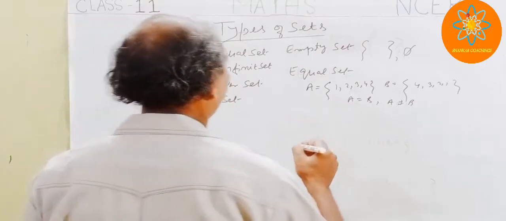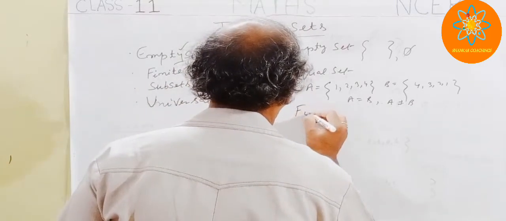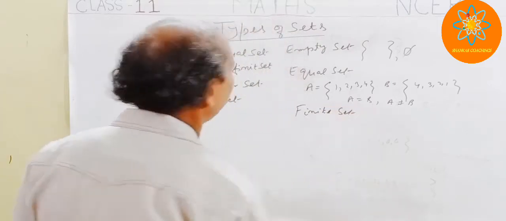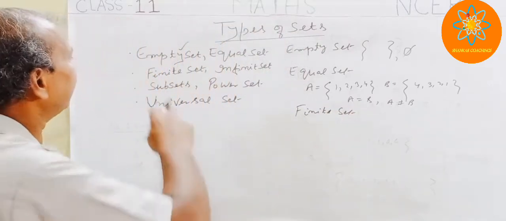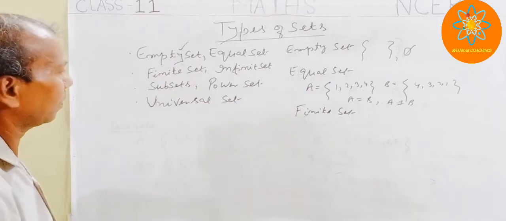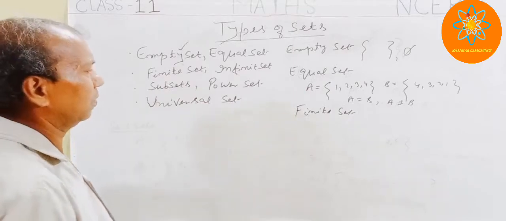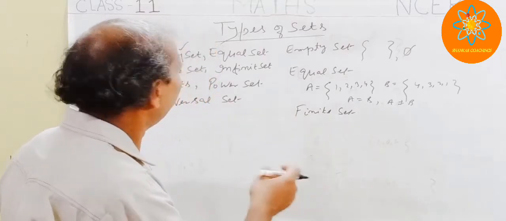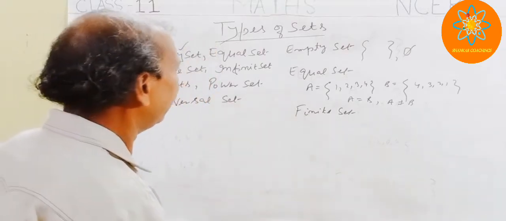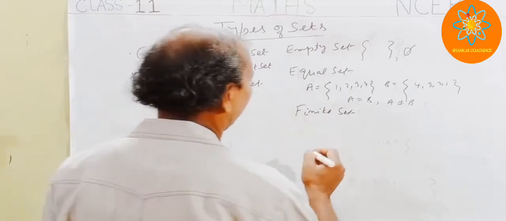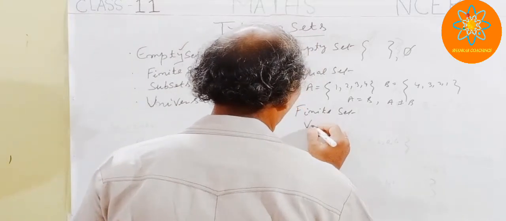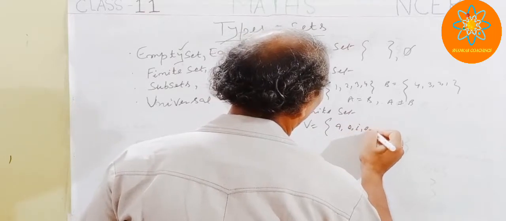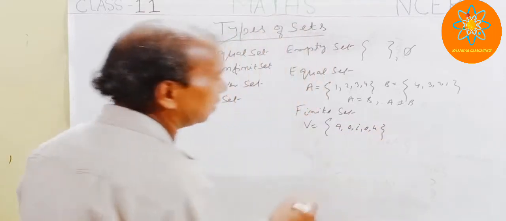Then come to the finite set. Finite set means what? Finite set means if the set is empty, or you can count the members, meaning a definite number of members is there, then that is the finite set. For example, let's suppose I am writing vowels A, E, I, O, U. So this is the finite set.